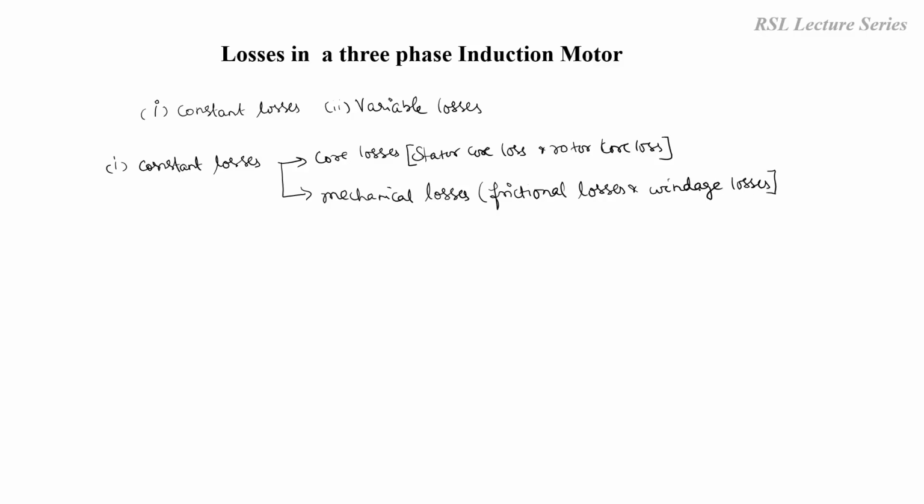So in constant loss, we have two different losses. One is the core loss, another one is the mechanical loss. Core loss comprises both the stator core loss and rotor core loss, whereas the mechanical losses comprise frictional losses and windage losses. So first we will see the core loss. The core loss mainly occurs in the cores of both the stator as well as the rotor. This core loss is also called iron loss.